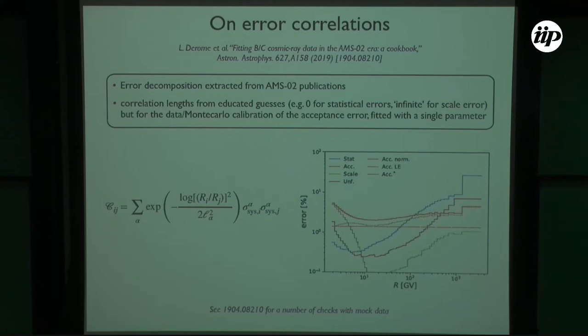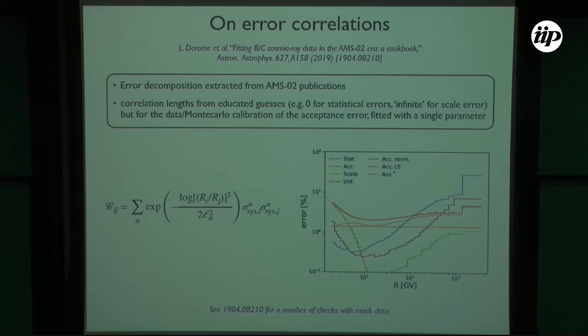Most analyses, basically all analyses until now, except for the last couple that have appeared, assume that the errors published by AMS are completely uncorrelated, statistical and systematic errors, okay? This is very unrealistic. And as long as you have very large error bars for everything, everything passes into everything, it doesn't really matter what you do. At the level of precision you have, you should start worrying about these things, okay?